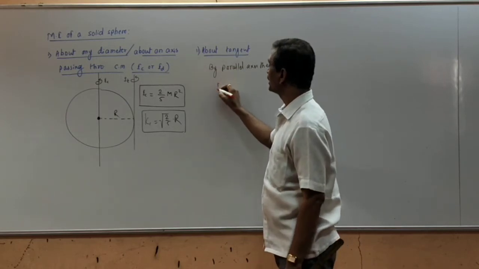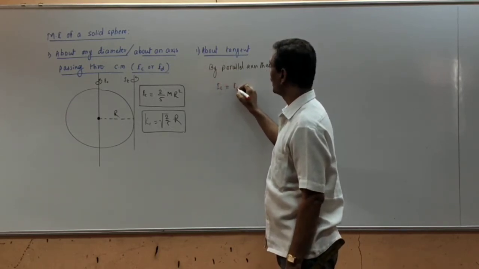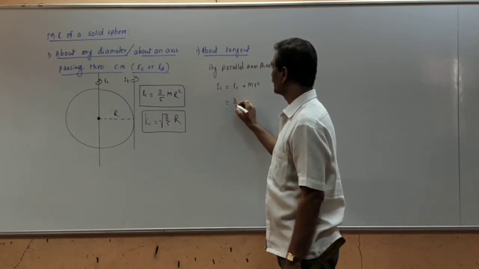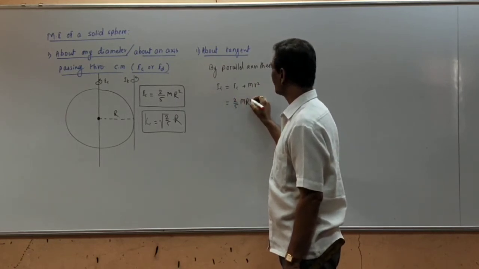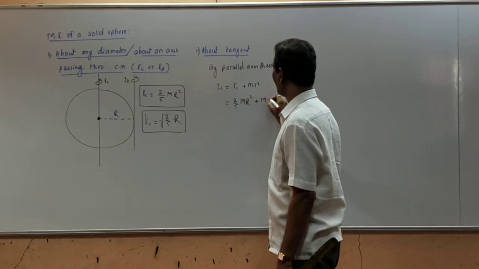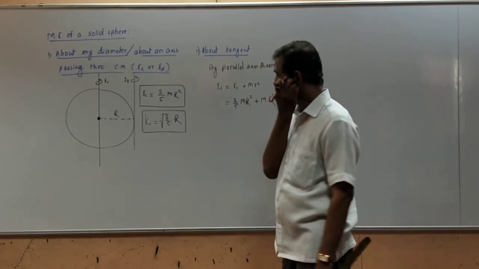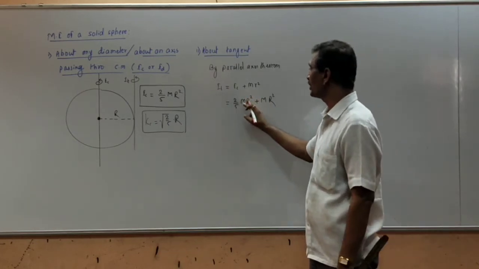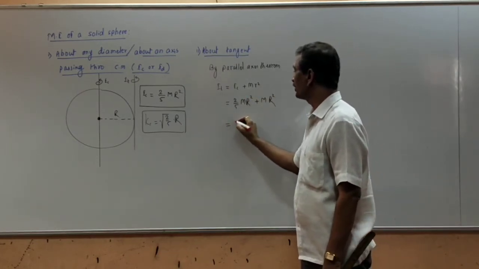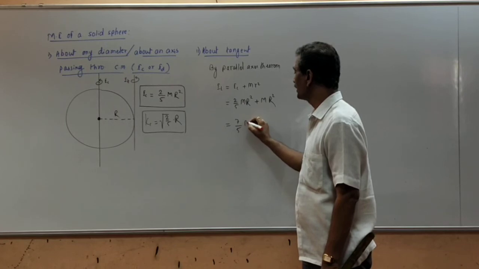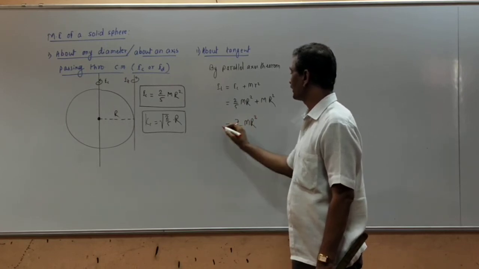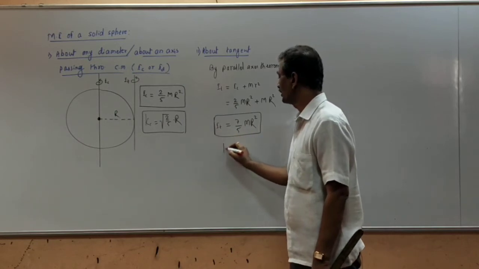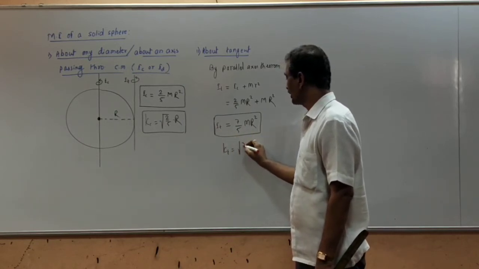we get IT is equal to IC plus mr square. IC is 2 by 5 mr square and small r is what? Capital R. 2 by 5 mr square plus mr square. Addition gives us 2 mr square plus 5 mr square. So it is 7 by 5 mr square. And what is its radius of gyration? It is root 7 by 5 into R.